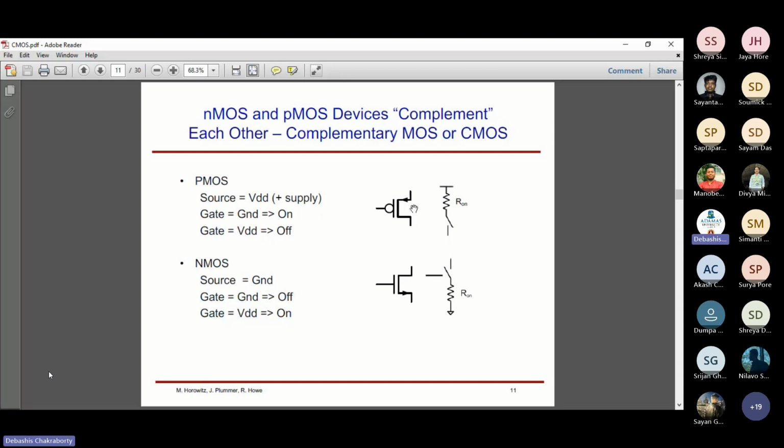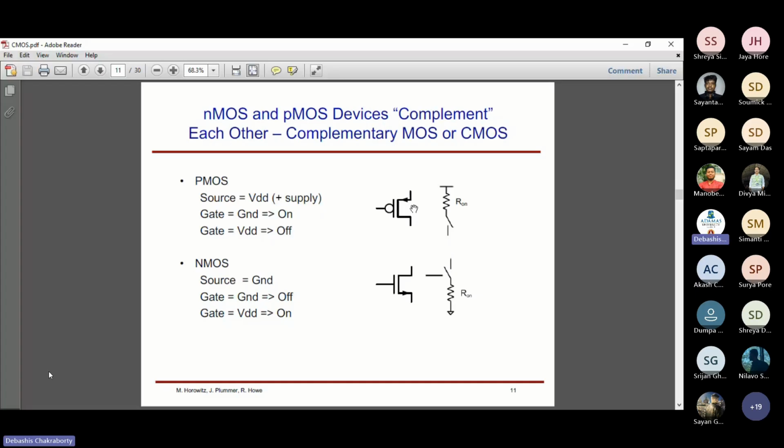NMOS and PMOS have a complementary behavior, isn't it? In PMOS, the source is connected to the power supply, whereas in NMOS, it is opposite. In PMOS, when the gate voltage is low, the device is on, whereas in case of NMOS, when the gate voltage is high, VDD, then it is on. So it is exactly opposite in terms of behavior, in terms of the on-off state.